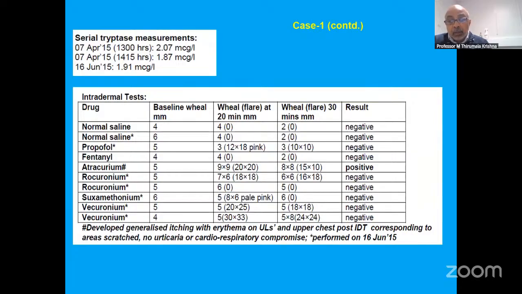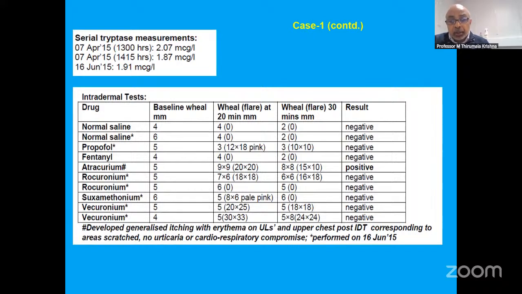So here, this is a very rare thing. Sometimes a patient can get a reaction to the intradermal test. As it happened in this patient, they developed a mild reaction following intradermal test. They had a whole body itch and some erythema on the upper limb and upper chest, which did not require any treatment. But nevertheless, we nailed the cause of the reaction, which is atracurium.